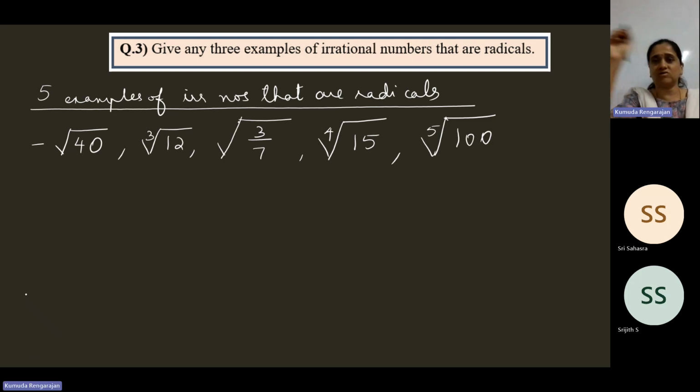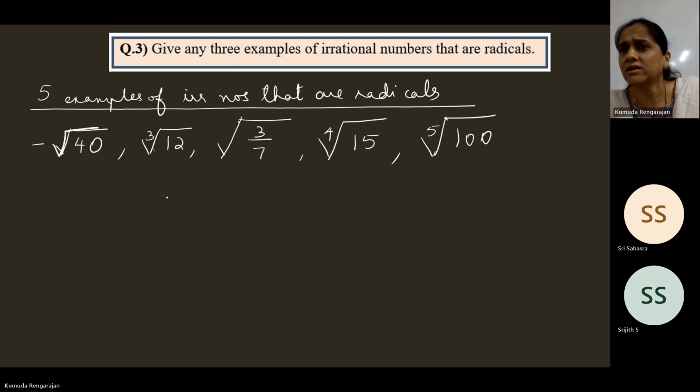That sign, square root, cube root, with that sign, you should write the example. Pi by 2. No, pi by 2 is not radical. Sign should be there. Yeah. The symbol, square root symbol, cube root symbol. You should use that and write an example. Square root of 10.